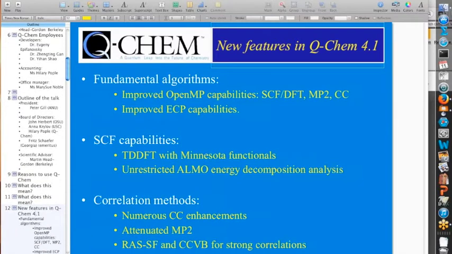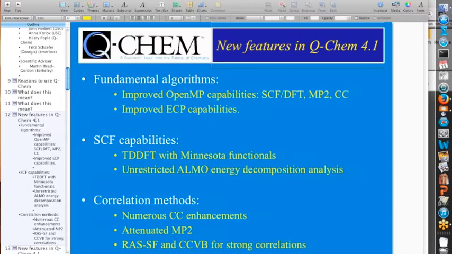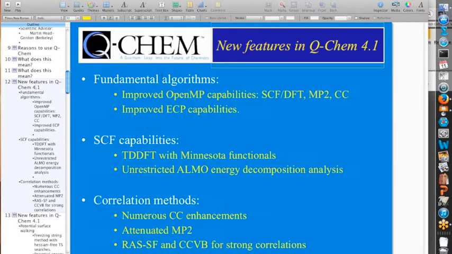So with that in mind, let's now begin trying to walk through a kind of catalog of the things that are new in Q-Chem 4.1. And this really starts with improvements to the fundamental algorithms. And so greatly improved OpenMP capabilities is really key to effectively using modern mid-range computing, the kind of computer resources that a typical academic group or national lab group or industrial group can readily afford if they can afford anything. And so we've put a lot of effort into this, and you'll hear about that soon.